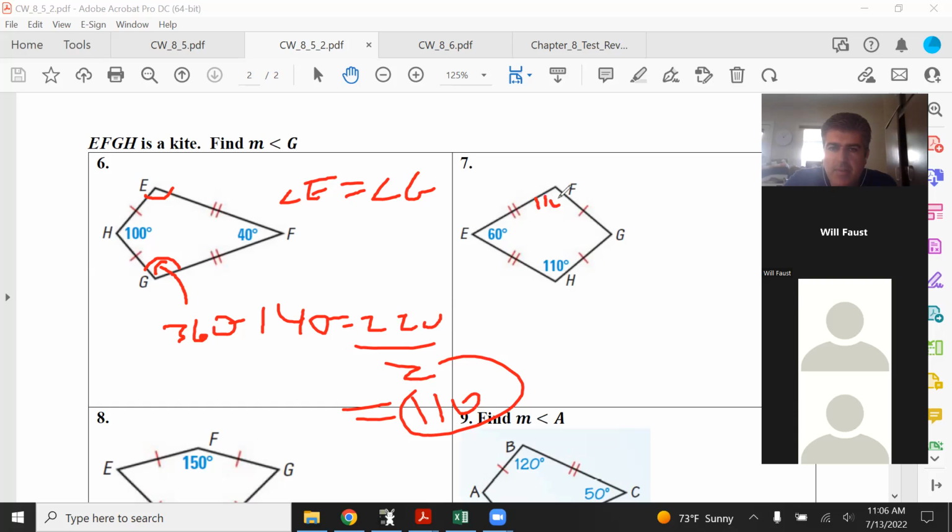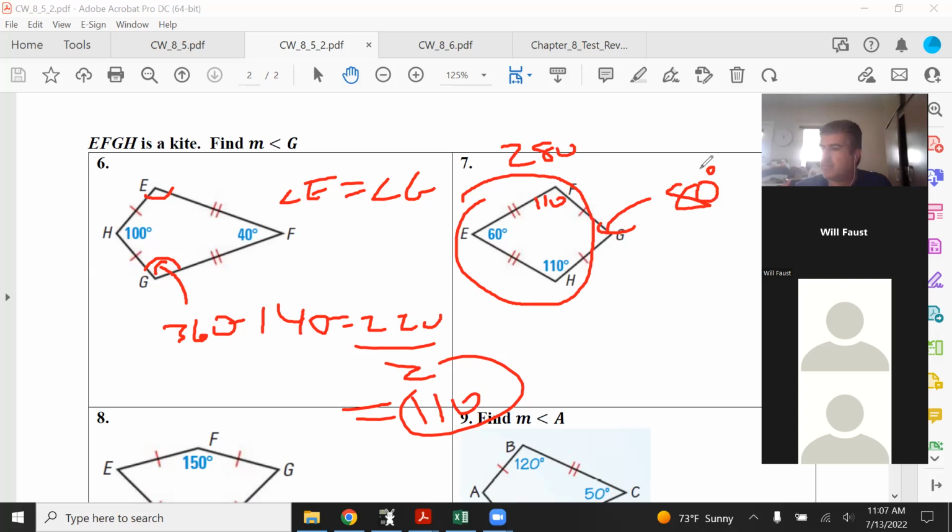Here, that's going to be 110. So that's 220. That's 280 right now. That's what it adds up to. So that'll be 100 degrees. Wait, is that right? No. 80 degrees. I should know better. 80 degrees. So question about 6 or 7? Okay, let's keep moving.